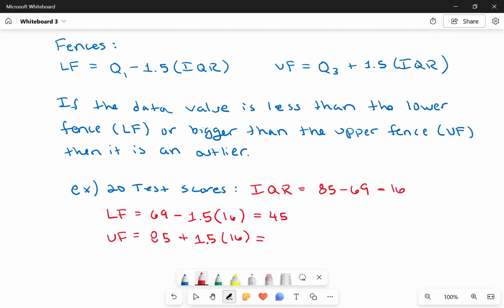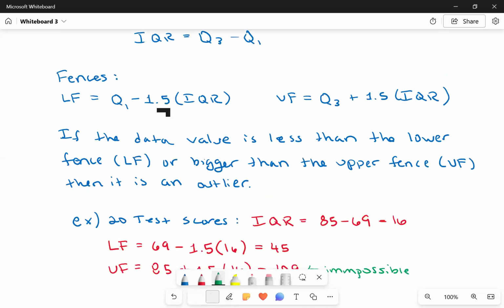And for that, I ended up with 109. So any test score higher than 109 would be considered an outlier. Now, if this is tests out of 100, this is impossible, right? Which basically means it's impossible to have an upper outlier for this test, okay? Unless there's extra credit or something. But it is possible to have a test score too low.